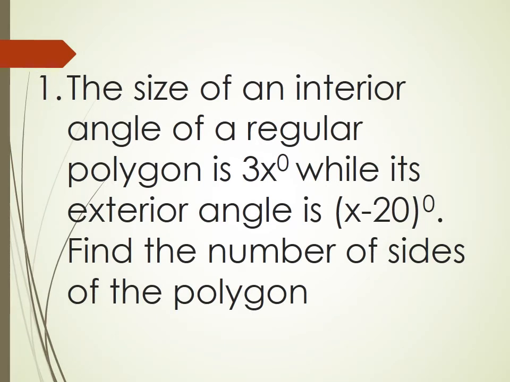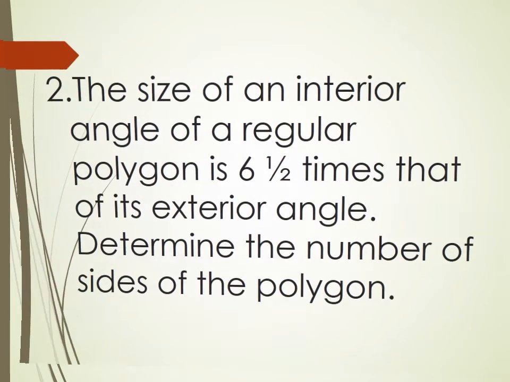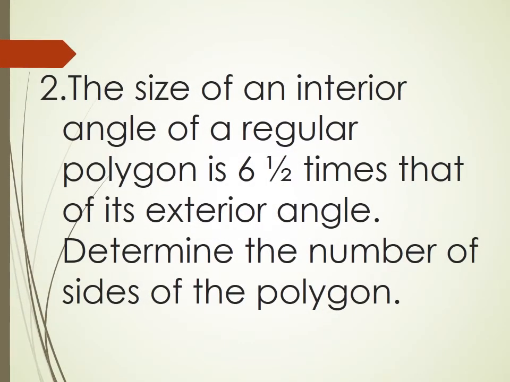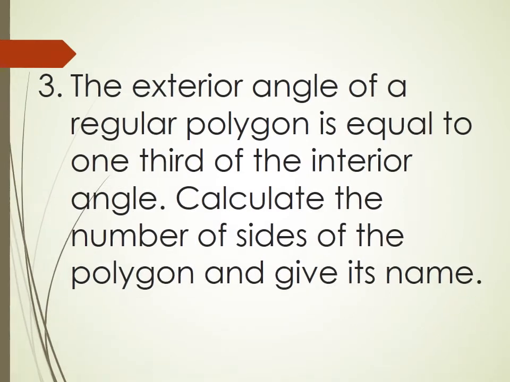Question 1. The size of an interior angle of a regular polygon is 3x, while its exterior angle is x minus 20 degrees. Find the number of sides of the polygon. Question 2. The size of an interior angle of a regular polygon is 6.5 times that of its exterior angle. Determine the number of sides of the polygon. Question 3. The exterior angle of a regular polygon is equal to 1/3 of the interior angle. Calculate the number of sides of the polygon and give its name.